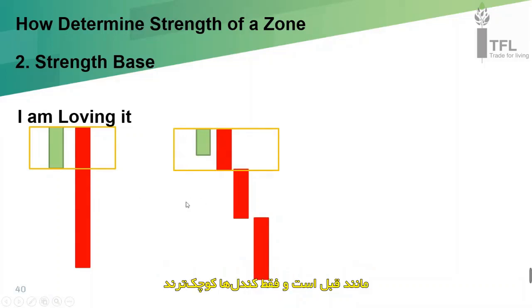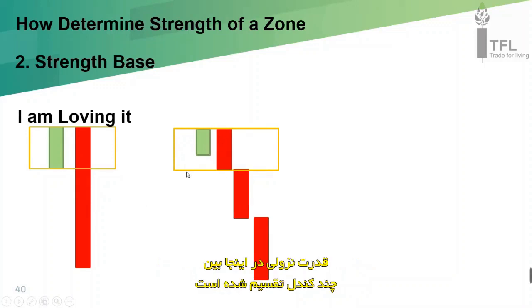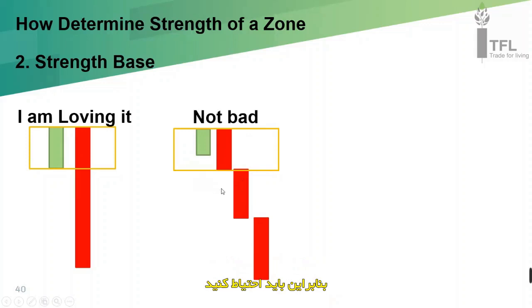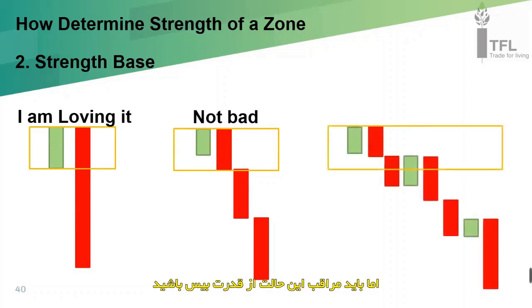It looks similar, but the strength of the bearish one over here is that it breaks into a few candles. Sometimes it may break into 4 or 5 candles. So you have to be cautious. You're still able to get some good trades out of it, but you have to be cautious. So this is the type of strength that I will ignore all the way.